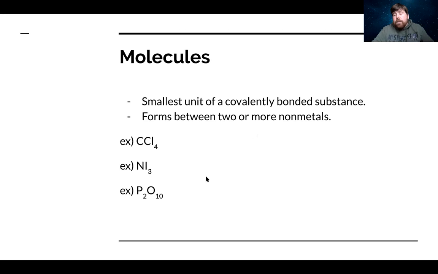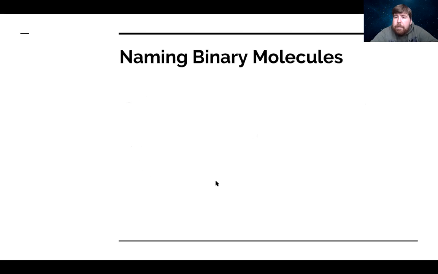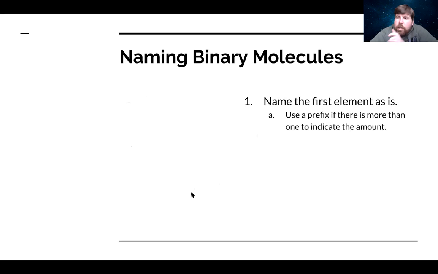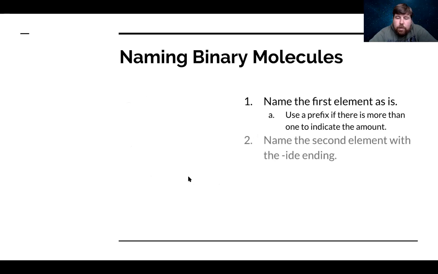Now, for the rules for this, I think that naming molecules is fairly straightforward. The hardest part is recognizing that you have and are naming a molecule. But the rules are as follows. First, you want to name the first element as is, the element that appears on the left of the formula. You only need to use a prefix if there is more than one of that element. You always name the second element with the ide ending, and you always use a prefix indicating the amount.